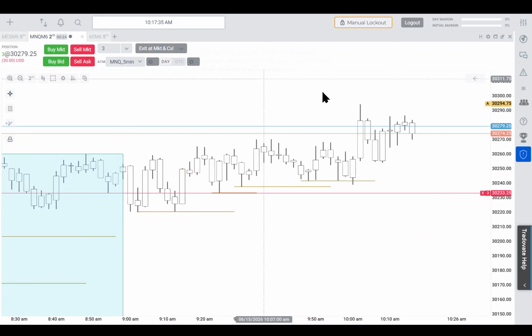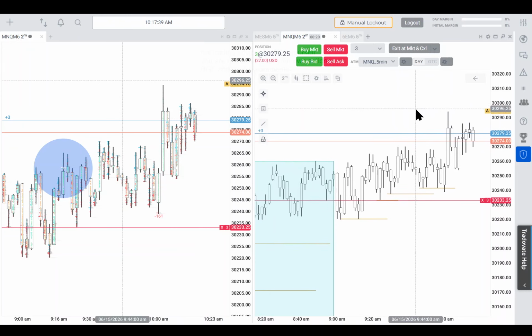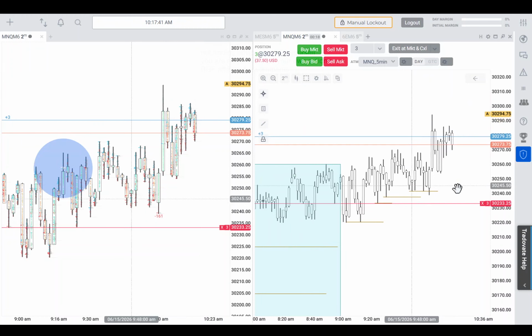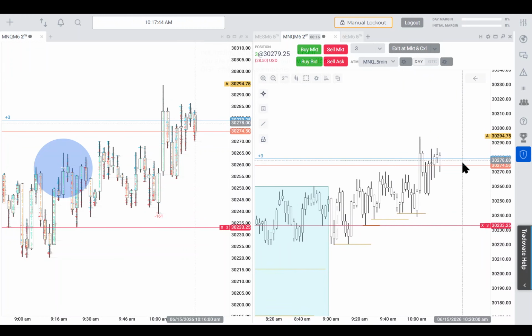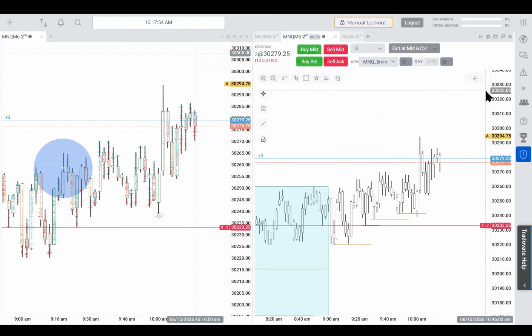ES chop confirms market equilibrium. NQ position still floating. Yeah, pretty much. So what's the target? Is it 55? 1.2. What's 1.2 times 46? 55.2. Round to 55 for practical gain.